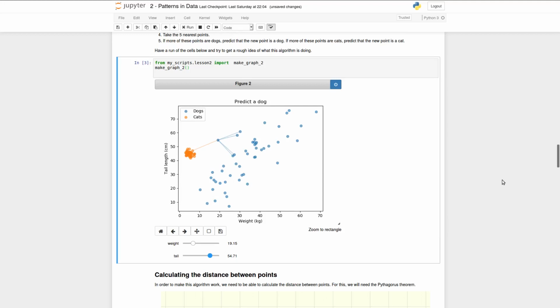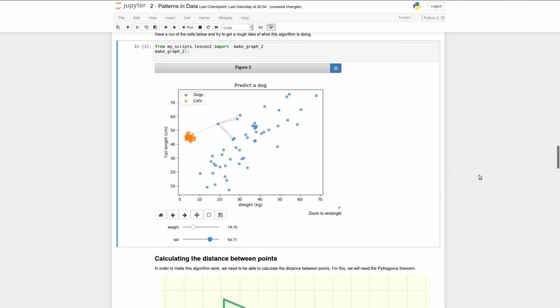So one thing that we're going to need to be able to do to run this algorithm is calculate the distance between points. Because as I said, when we plot this new point, we have to find the distance between all of the points in the graph and then find the 5 closest. So in this plot here, we've only been drawing the lines between the 5 closest. But in order to find out which 5 are closest, you're going to have to find the distance to all of the points on the graph.